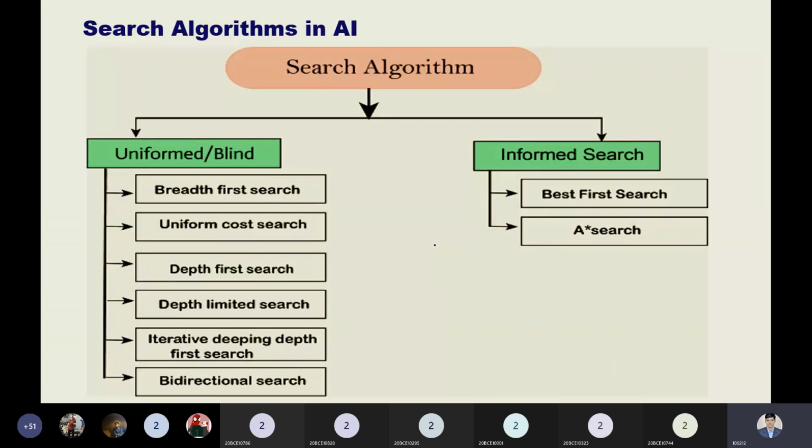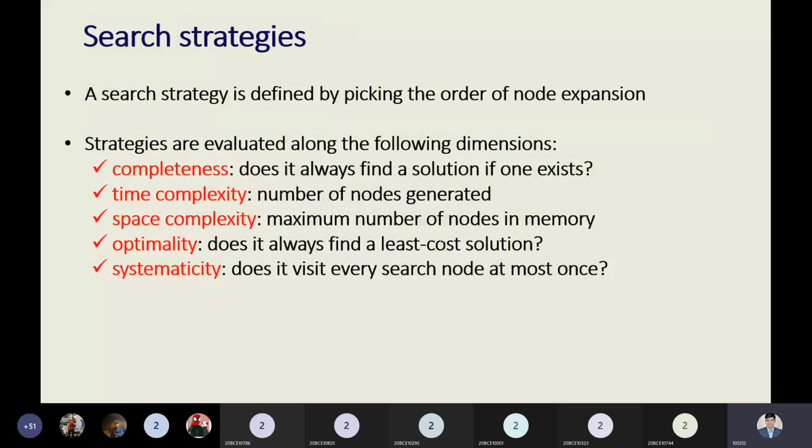If I talk about informed search, we have best first search and A star search. A star search is a very famous search algorithm. From this point, we will try to understand some basic ideas, and as time and the topic permit, we will see some topics separately, like best first search. Best first search we will see separately, starting from our search strategy.